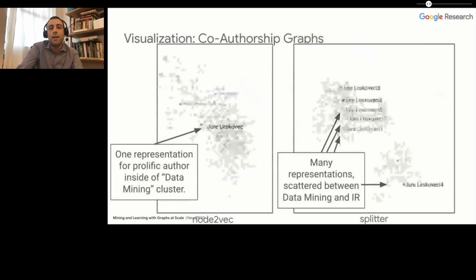And now here is another visualization. Without going into details, we show that in some cases you really need to have multiple embeddings. For instance, this is a co-authorship graph, and I'm highlighting a very popular and very prolific author. And since this author belongs to both the data mining and the information retrieval communities, of course, if you embed the author in a single position of the space, it will be the average of these two communities. While with our persona graph embedding, we can see that the node is represented in multiple locations.